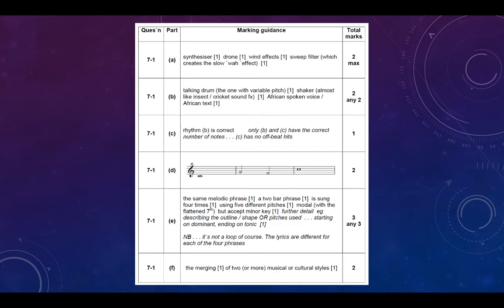Question B, describe 2 distinctive features which would suggest an African influence in this extract. So we've got the talking drum, which we heard, which is the one that you squeeze and you can change the pitch, which we definitely heard in there. We've got a shaker, and we've got the African language being spoken over the top. So 3 things there. You can have any 2 for 2 marks.